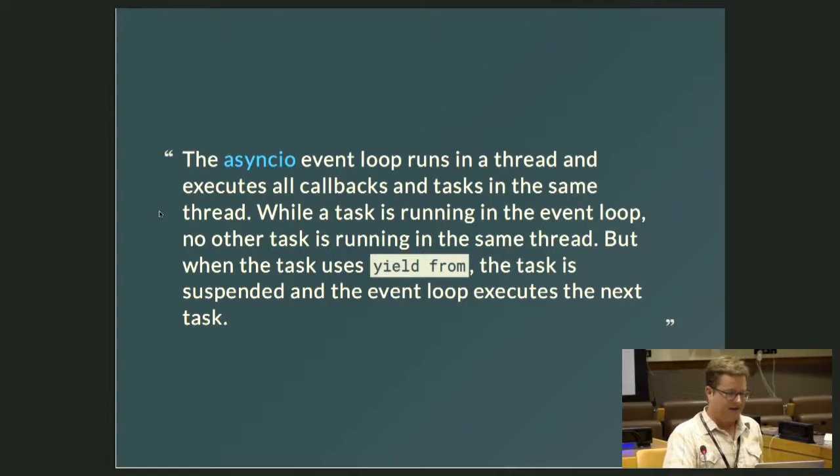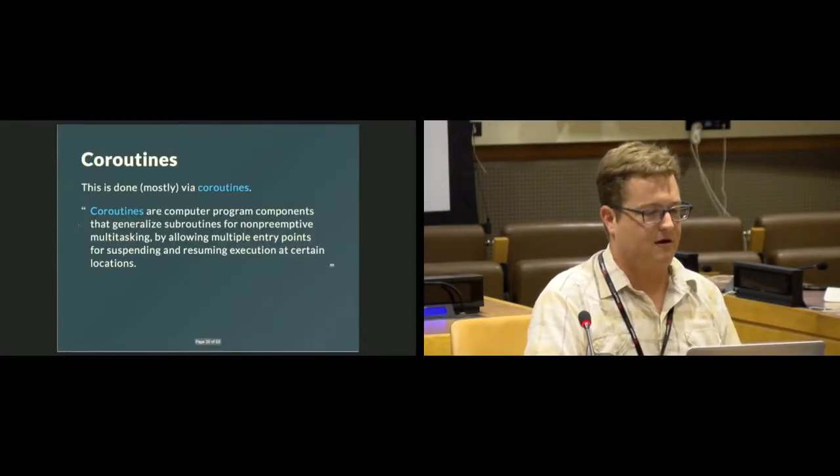So the event loop runs in a single thread and executes all the callbacks and tasks in the same thread. While a task is running in the event loop, no other task is running in the same thread. When the task uses the yield from, then the task is suspended and the event loop is able to move on to the next task and execute that. Any questions on that bit?